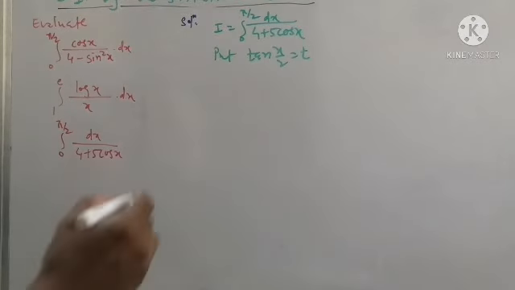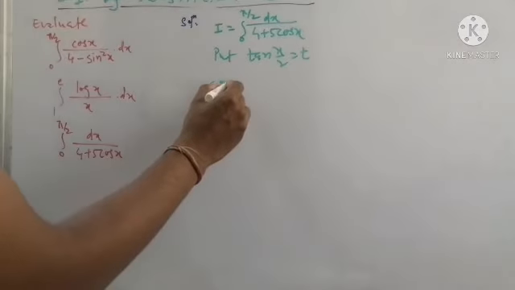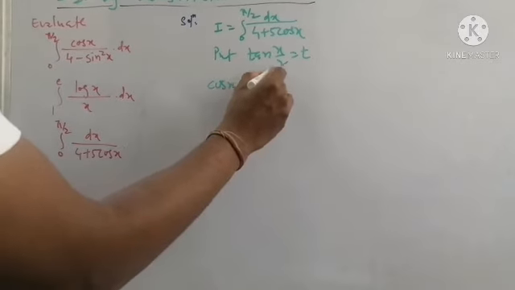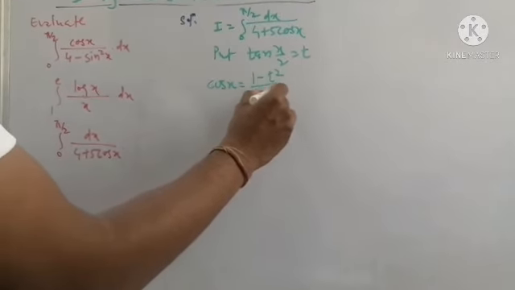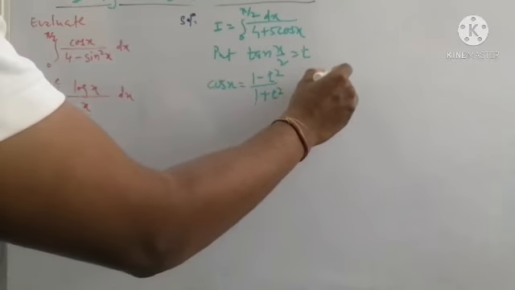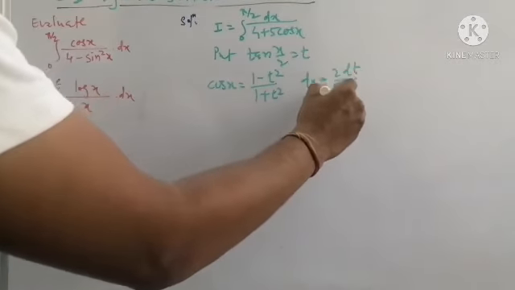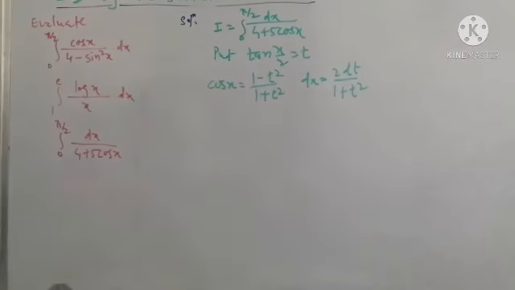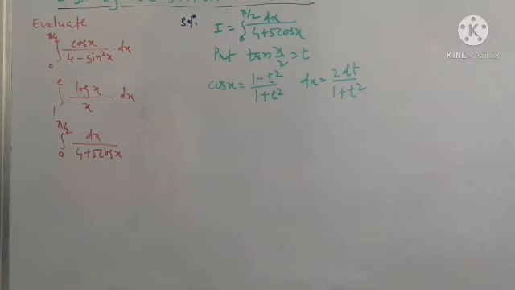In this type, we put the value of cos x in terms of t as 1 minus t square divided by 1 plus t square, and dx is equal to 2 dt divided by 1 plus t square. This is a substitution. We have to change the limits also here.